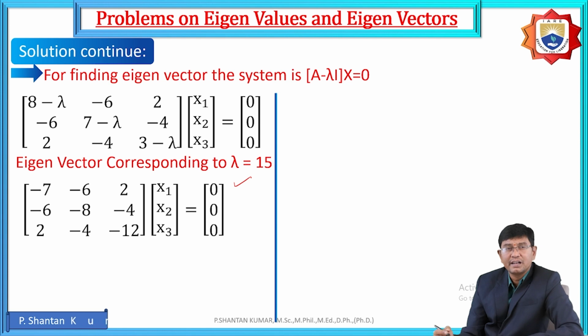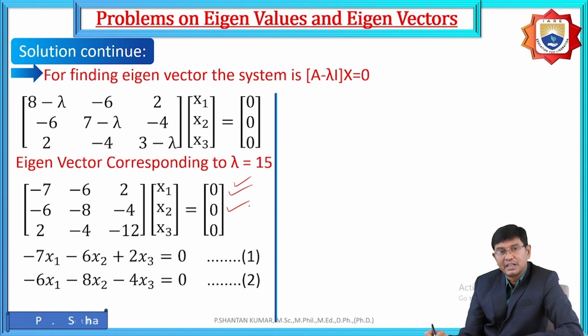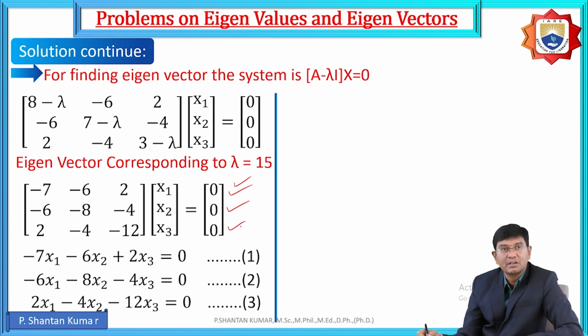And further we need to treat it in equation format. As we know, the first equation is minus 7x1 minus 6x2 plus 2x3 equal to 0. The second equation: minus 6x1 minus 8x2 minus 4x3 equal to 0. The third equation: 2x1 minus 4x2 minus 12x3 is equal to 0.